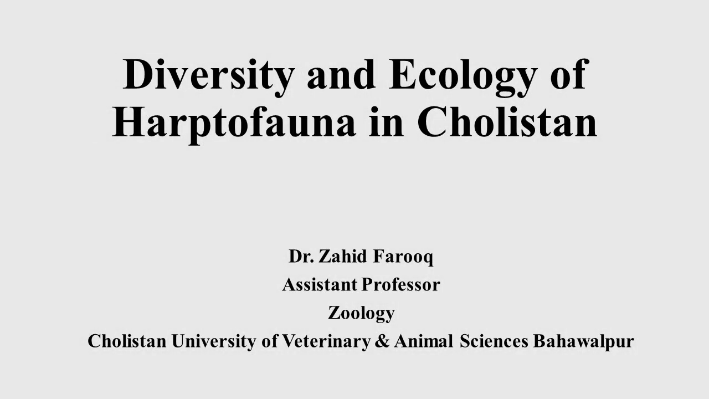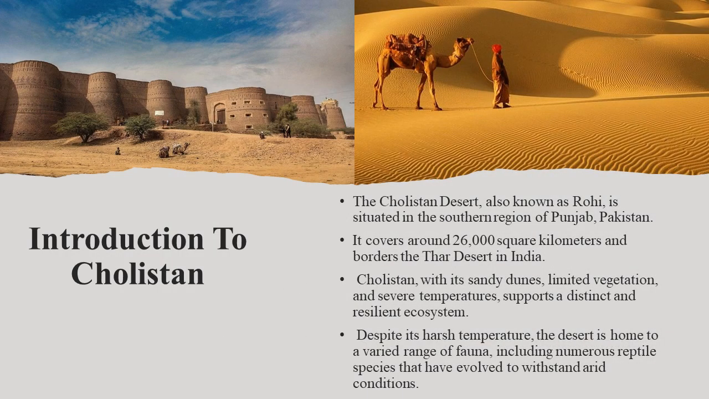Bismillahirrahmanirrahim. Today the topic of presentation is diversity and ecology of Herpetofauna in Cholistan desert. Introduction to Cholistan. Cholistan desert, known as Roi, is situated in the southern region of Punjab, Pakistan. It covers 26,000 square kilometers and has a harsh temperature, which possesses numerous reptile species that have evolved to withstand arid conditions.